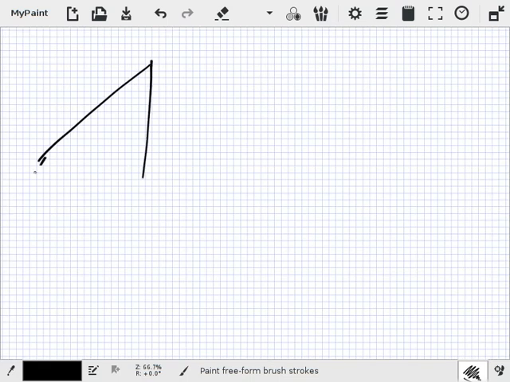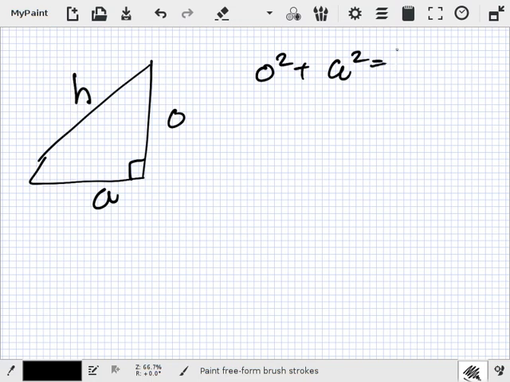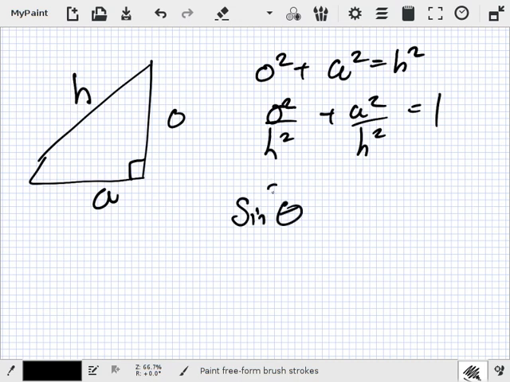So, just a little quick rule here, which you might actually know already. If there's a right angle triangle, opposite, adjacent, hypotenuse, Pythagoras said opposite squared plus adjacent squared equals hypotenuse squared. If I divide everything by the hypotenuse squared, I get O squared over H squared plus A squared over H squared equals 1. But O over H is sine. Yeah, sine squared plus cos squared equals 1.